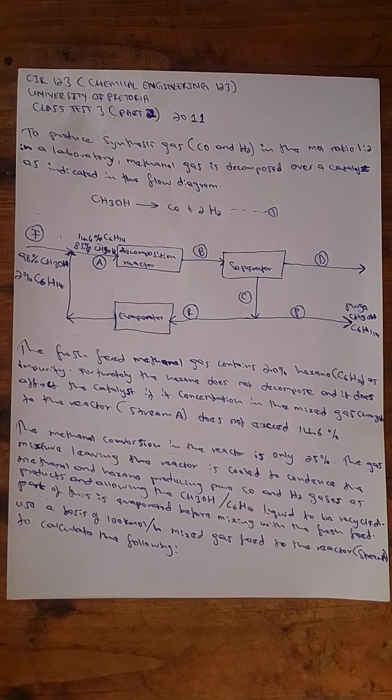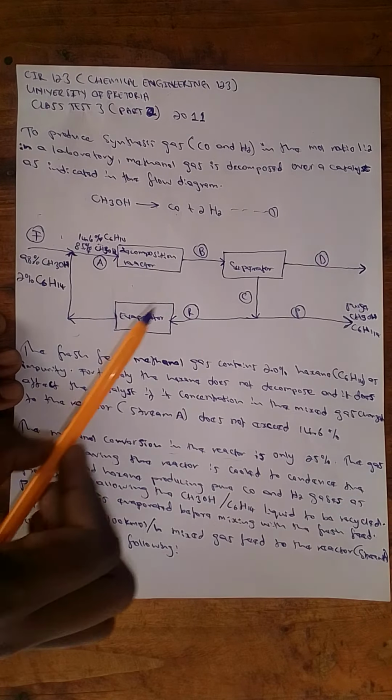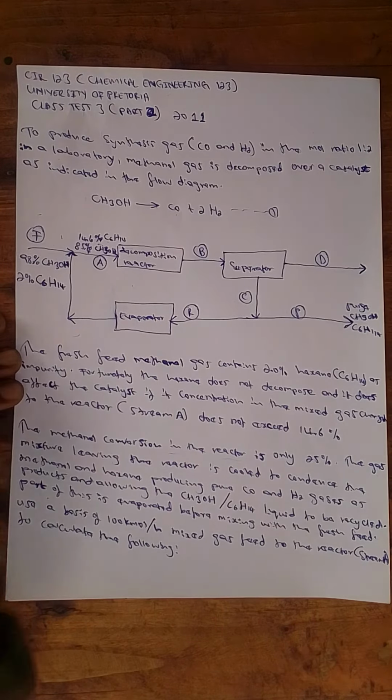We're continuing today with class test 3 of our CIR 123, which is the second chemical engineering module at the University of Pretoria. We're looking at part 2 of class test 3, the 2011 version. In part 1, which was A of the class test, they said we should calculate the composition of R, and we did that.